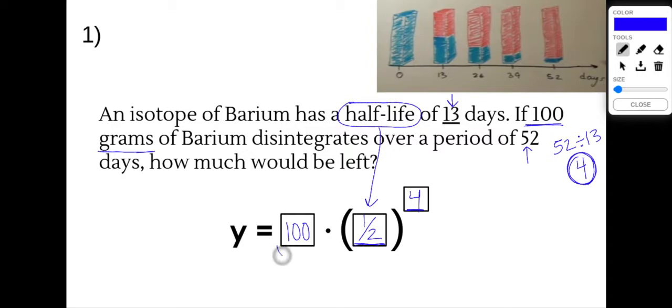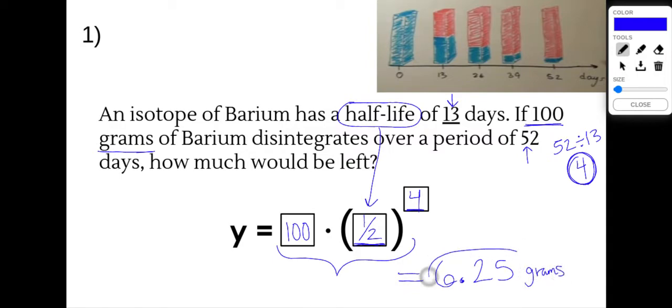Now, in your calculator, this is what you're going to type in, or use order of operations if your calculator doesn't have the parentheses and everything. Let's see what's left. My calculator says 6.25. We're asked how much would be left. This is in grams. So I would say 6.25 grams. That's what would be left of the barium.